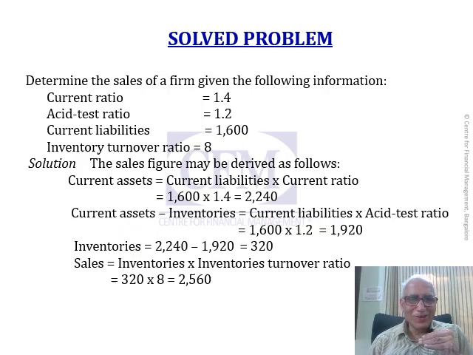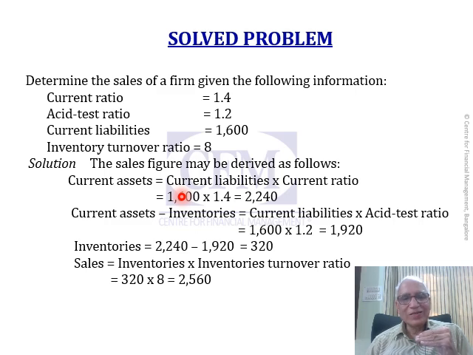Here is another solved problem. Determine the sales of a firm given the following information. Current ratio 1.4, asset test ratio 1.2, current liability 1600, inventory turnover ratio 8. The sales figure may be derived as follows.